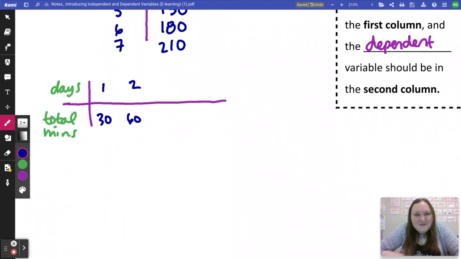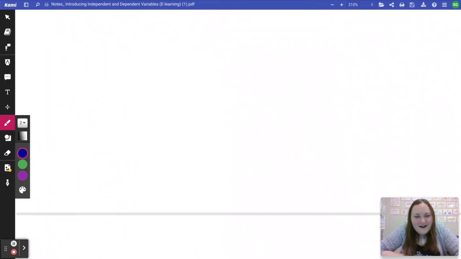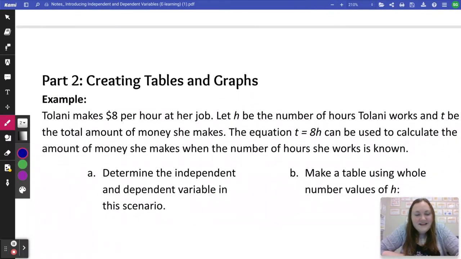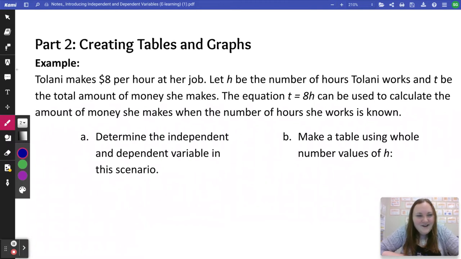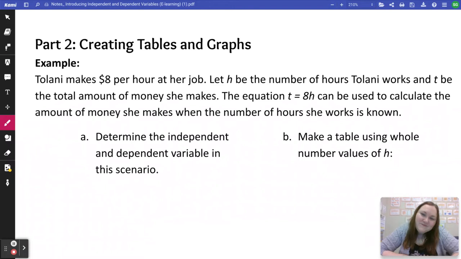To give you an opportunity to practice everything we've learned so far, I'm going to scroll us down to our second example. In the second example, we're also going to be talking about graphs. But the first part of this is super similar to what we had just done above with that story about Marcus and reading books at night. In this example here, we've got Talani makes $8 per hour at her job. Let H be the number of hours Talani works, and T be the total amount of money she makes. The equation T equals 8H can be used to calculate the amount of money she makes when the number of hours she works is known.